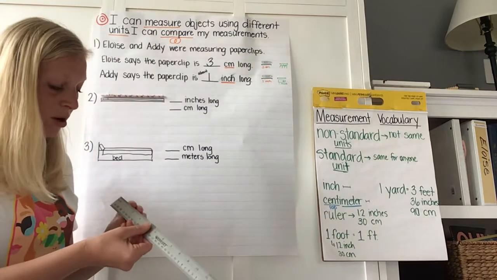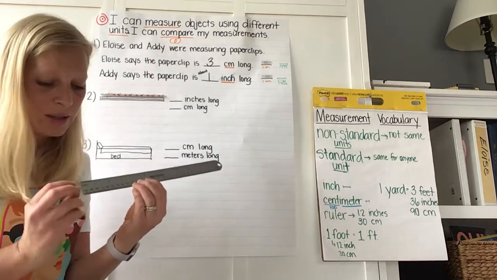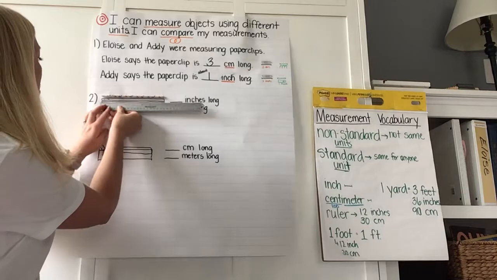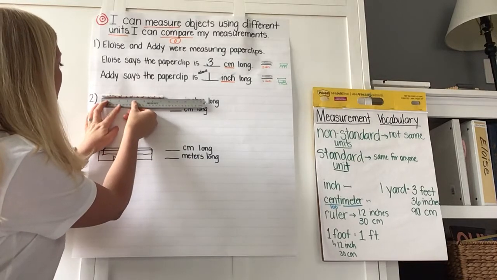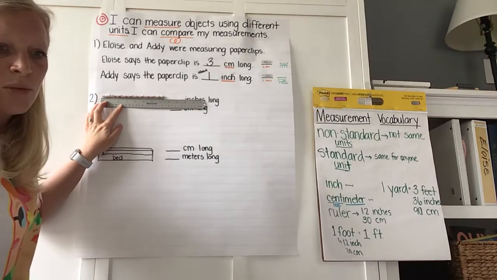All right, so what you measure with inches first, okay? And where am I going to start when I'm measuring my inches? My 0, okay? So I'm going to come on up here and I'm going to line up right on my 0. And what did you notice?